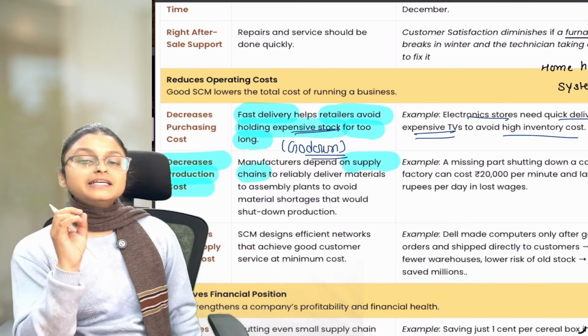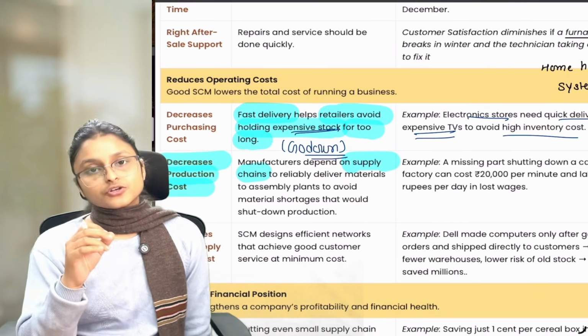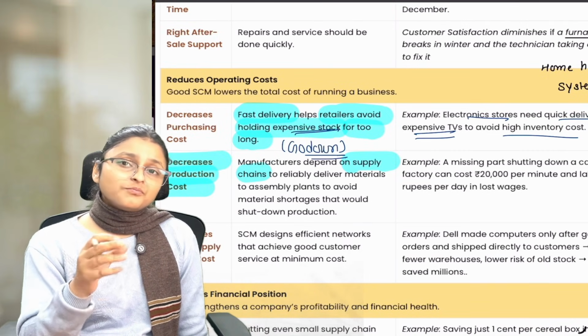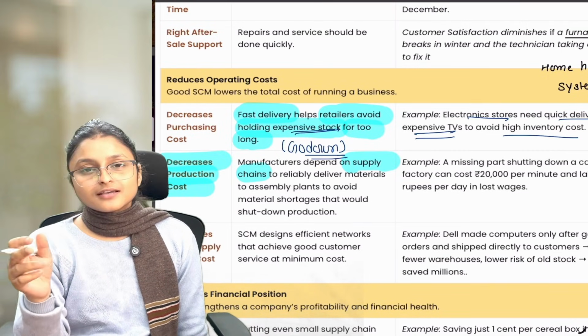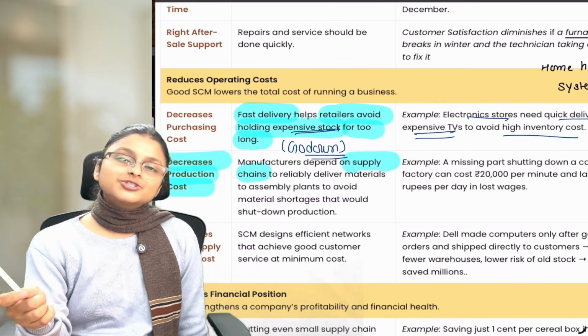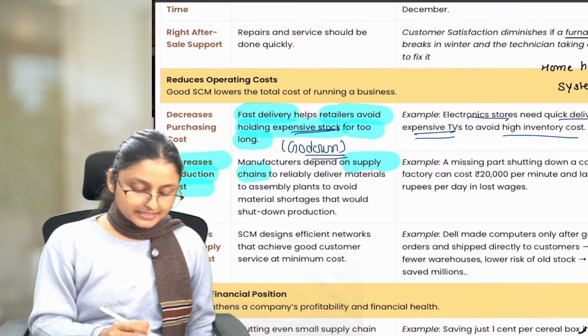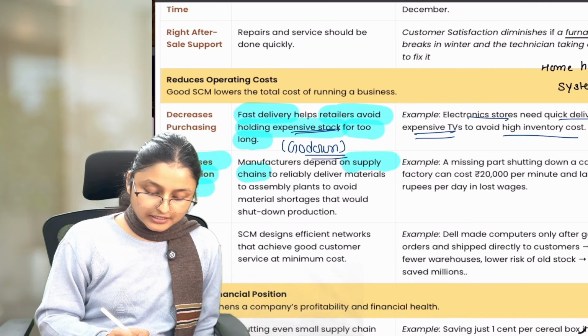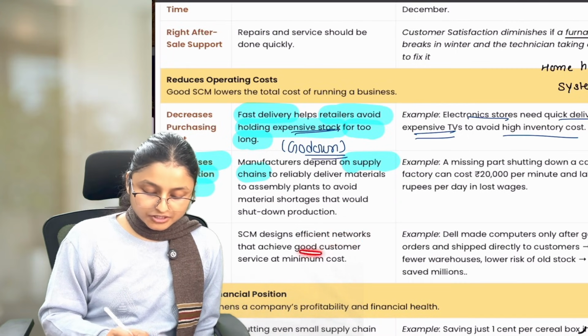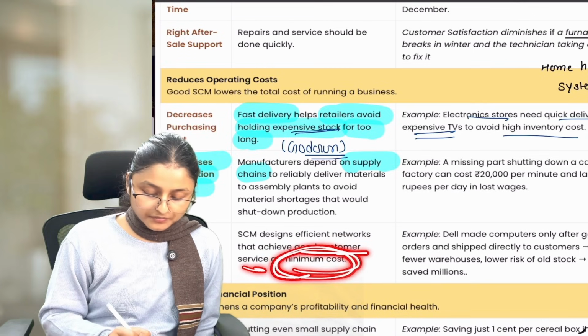Next comes decrease in total supply chain cost. Now the whole movement is managed through supply chain, and as the whole movement is managed, we are able to reduce cost everywhere. And hence supply chain management designs efficient networks that achieve good customer service at minimum cost.